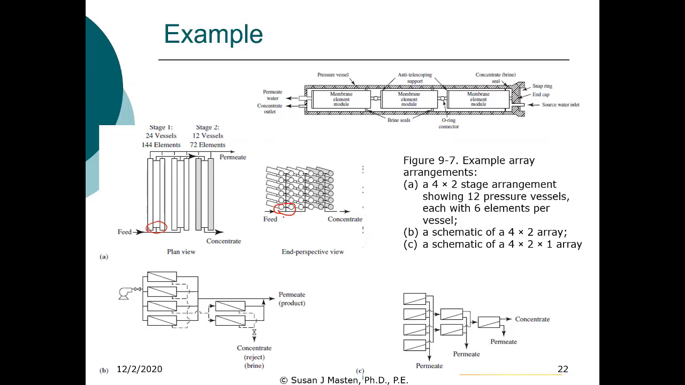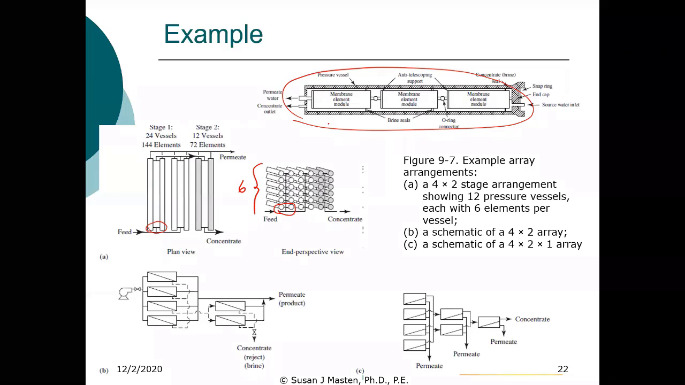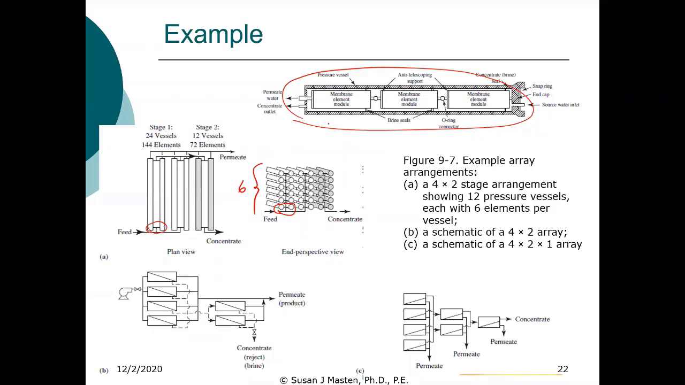So what you see is basically there's 4 banks of membranes. We have 6 membrane vessels. So each one of these units here, or you can see it here, is known as a pressure vessel. And in the pressure vessel are your membrane elements. So the way this is set up is this is referred to as a 4x2 stage arrangement. So we have 4 banks, 1, 2, 3, 4 banks of membranes.